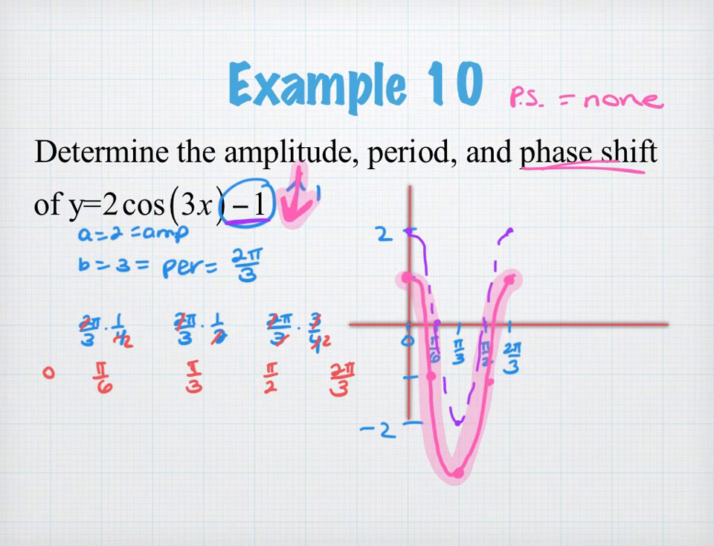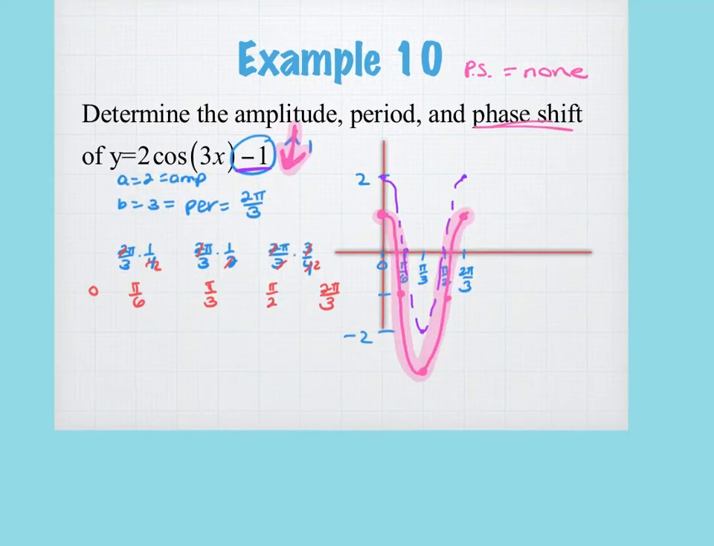Then you want to apply your key points. The first one is that purple one that I kind of dashed. I'd start at 2, went down to 0, down to -2, back up to 0, and back up to +2. And then I took everything and I shifted it down 1 unit. Questions on that one?